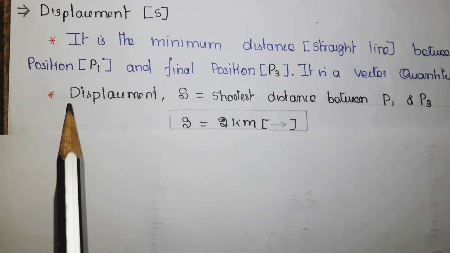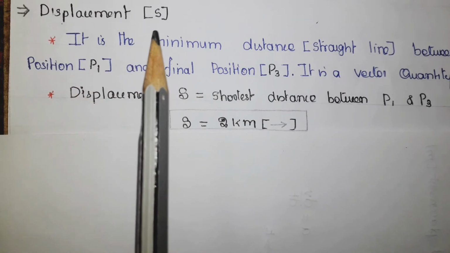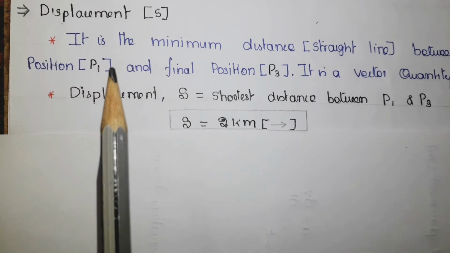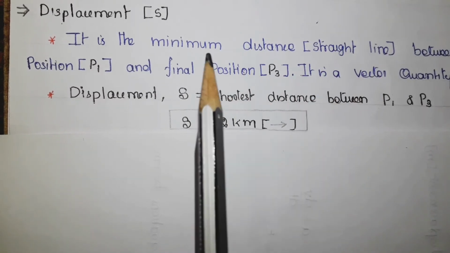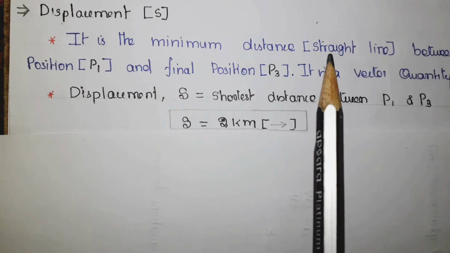The next very important parameter is displacement. It is represented by the letter S. It is the minimum distance between the two points, and it is a straight line. Just note that it is the minimum distance as well as a straight line.